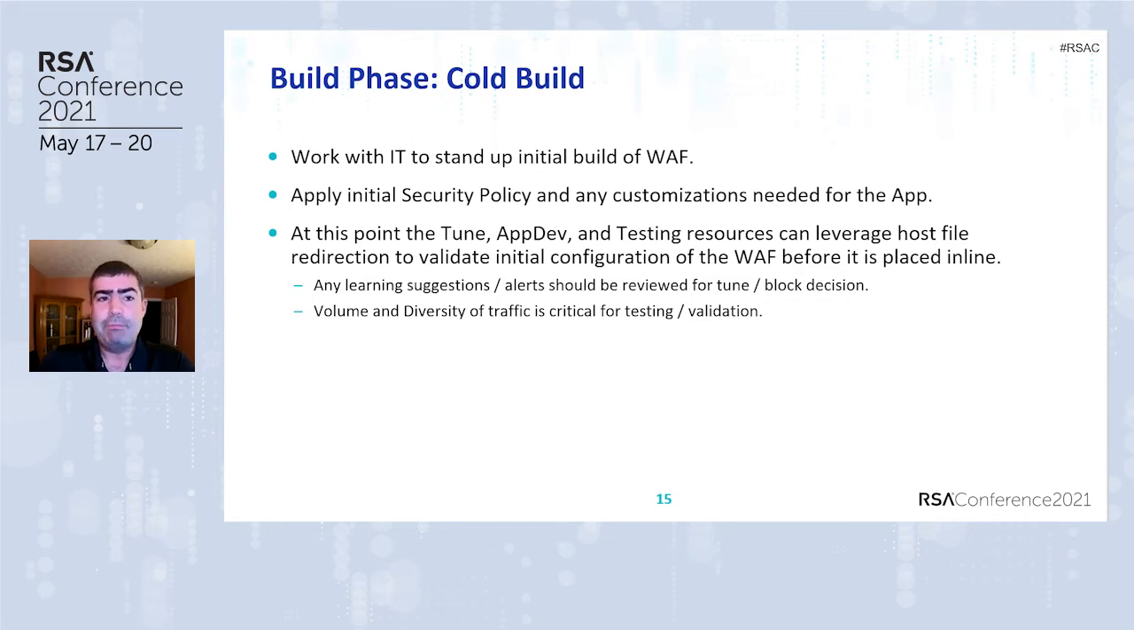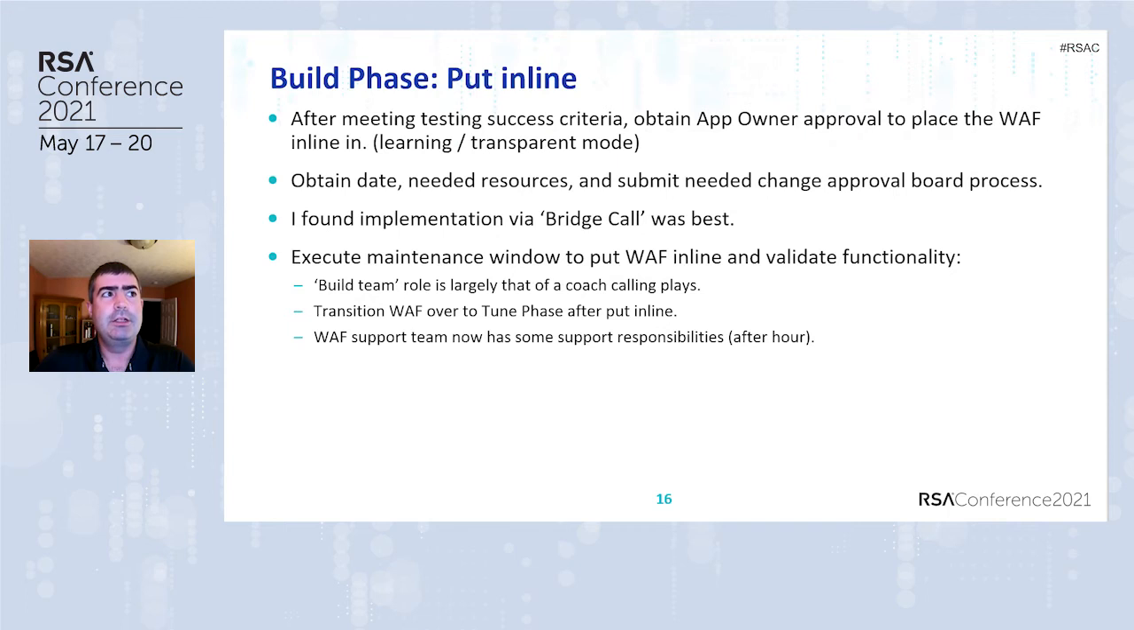At that point, the tuning resource would look at the learning suggestions, the alerts, and escalate any decisions to app dev if we needed a little bit of help to understand, was this normal, was this abnormal, and make permit or deny decisions. At some point, your app devs and your tuning resource are going to feel comfortable. Yes, we are safe to put the actual WAF in line of live traffic. Once we feel confident, we get the approval of the app owner, we get the needed dates, we procure the needed resources, we submit the needed change controls, and follow our normal processes.